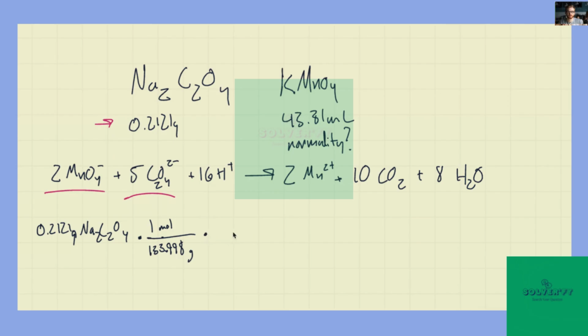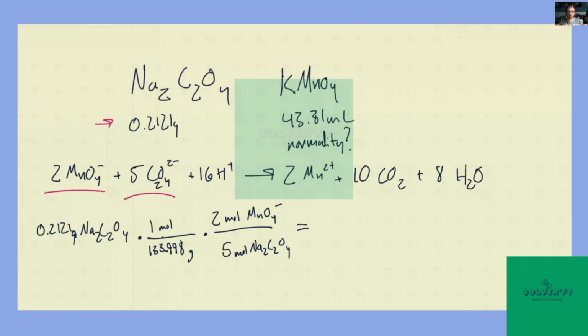And what this factor tells us is that for every 5 moles of sodium carbonate, we have 2 moles of permanganate. Right? So if we track this, grams cancel with grams, moles of sodium carbonate cancel with sodium carbonate, and our final unit is moles of manganate. Right, so it's basically a unit analysis problem. Okay, so how many moles of permanganate do we have?